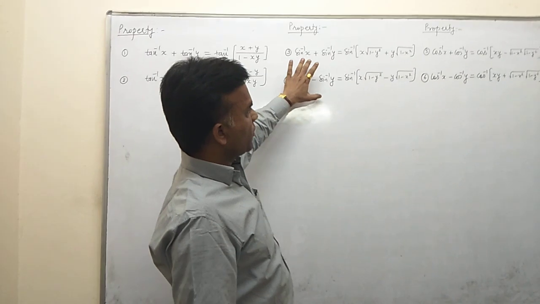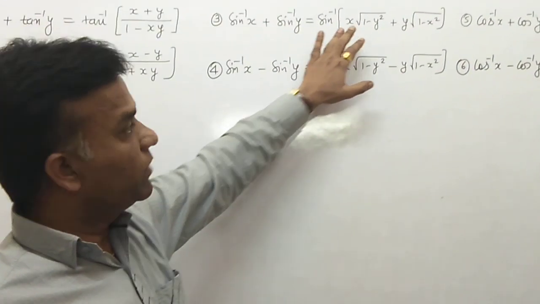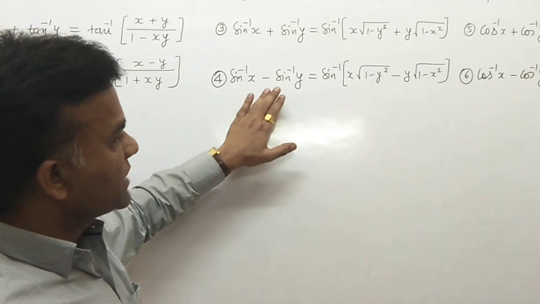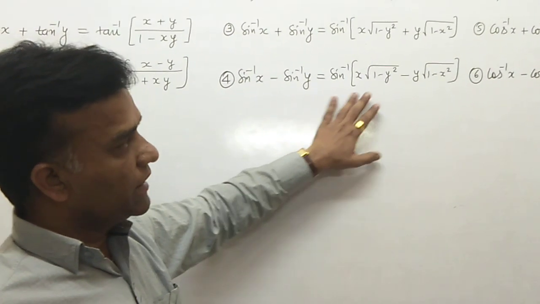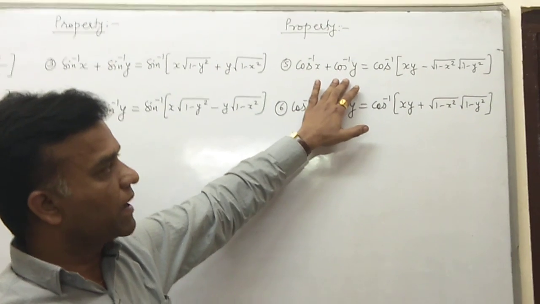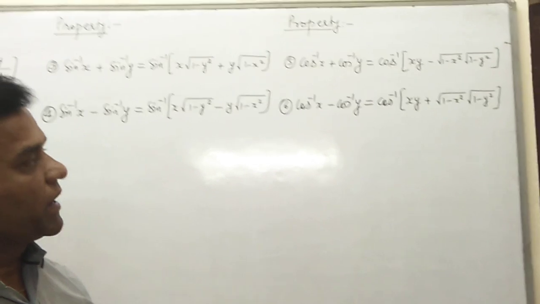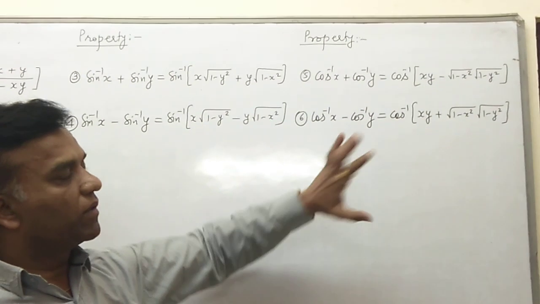The same concept applies for sin inverse x plus sin inverse y equals sin inverse of this formula, and similarly sin inverse x minus sin inverse y equals this much. Then, according to the same property, cos inverse x plus cos inverse y equals cos inverse of xy minus under root of (1 minus x square) times (1 minus y square), and the same formula for this.